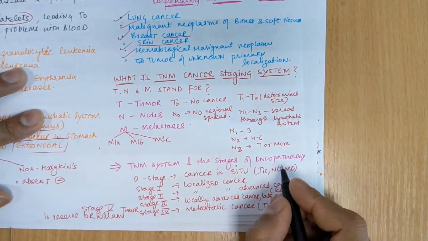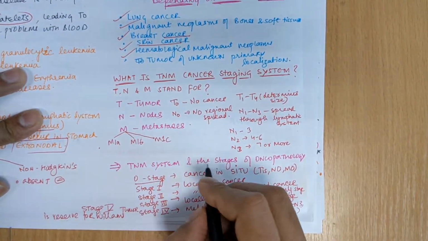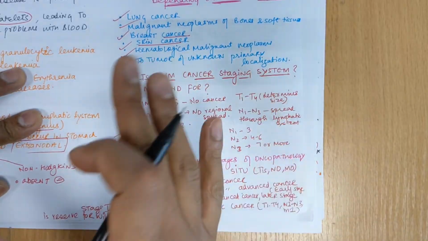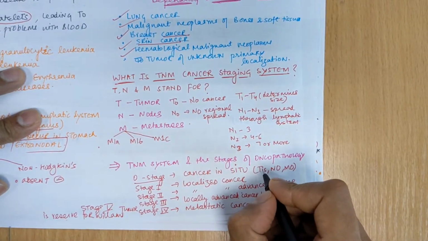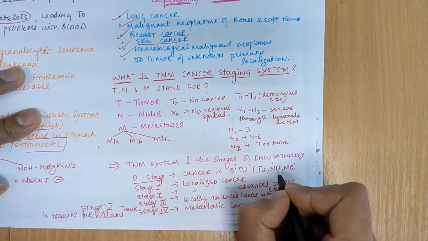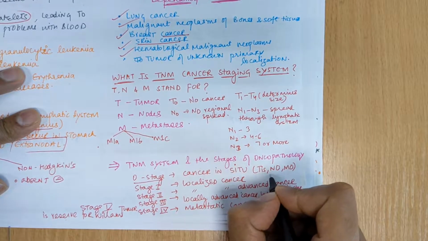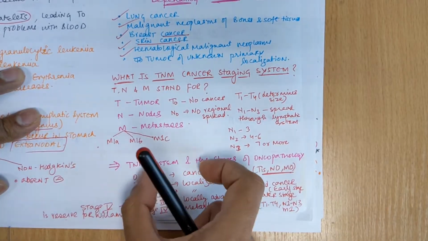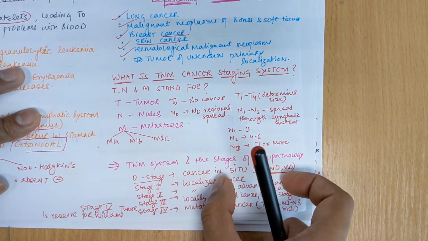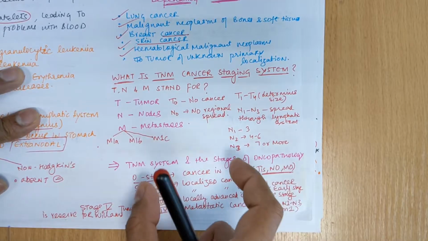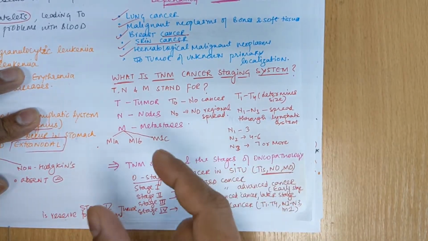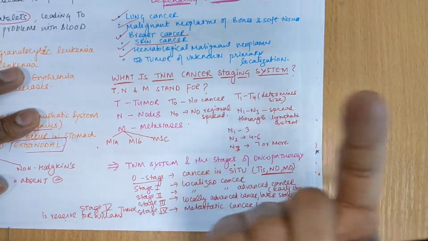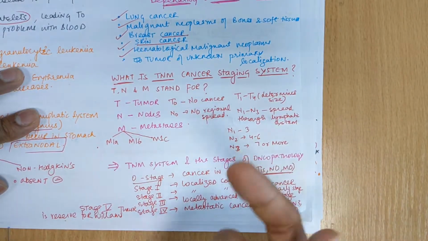Now in the TNM system stages of oncopathology, we have stage 0, which is called cancer in situ, a pre-cancerous stage in which we use the symbols TIS, N0 and M0. So these are the terms we use for denoting this type of stage, called cancer in situ. This is a pre-cancerous stage. We have developed the cancer, but it can develop very soon. So that is the stage called stage 0.